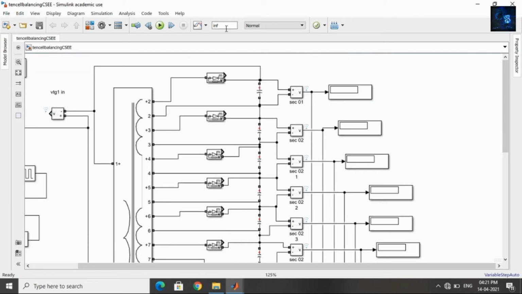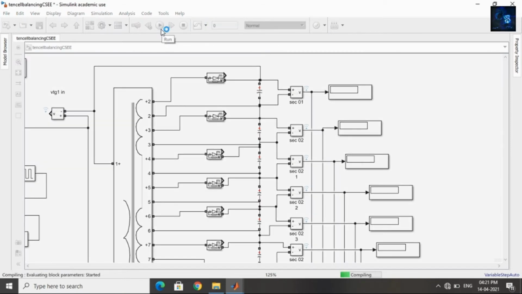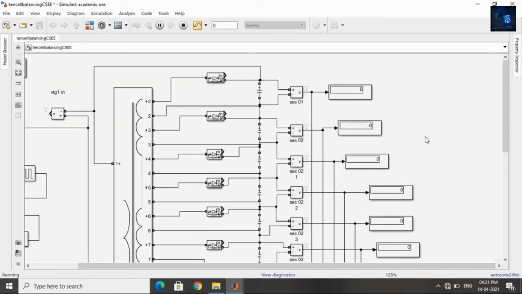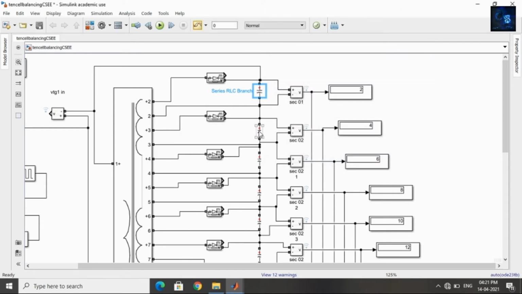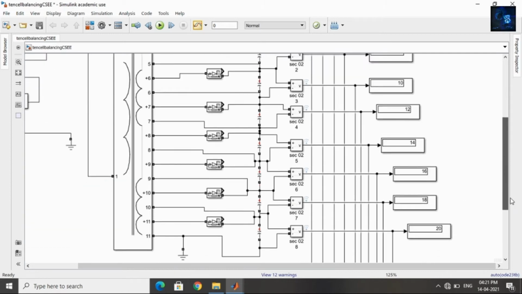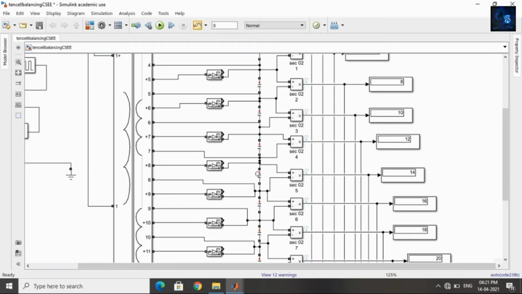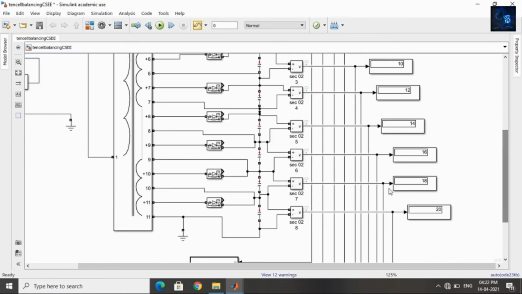Okay, now you can see. First we will see the initial voltage of each cell. Guys, now you can see the initial voltage of cell 1 is 2, the initial voltage of cell 2 is 4 and the initial voltage of cell 3 is 6, initial voltage of cell 4 is 8, initial voltage of cell 5 is 10, initial voltage of cell 6 is 12 and initial voltage of cell 7 is 14, initial voltage of cell 8 is 16, initial voltage of cell 9 is 18, initial voltage of cell 10 is 20.